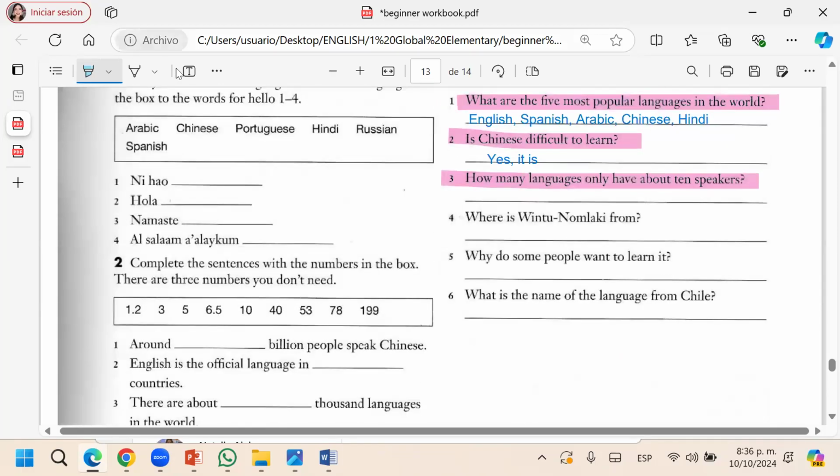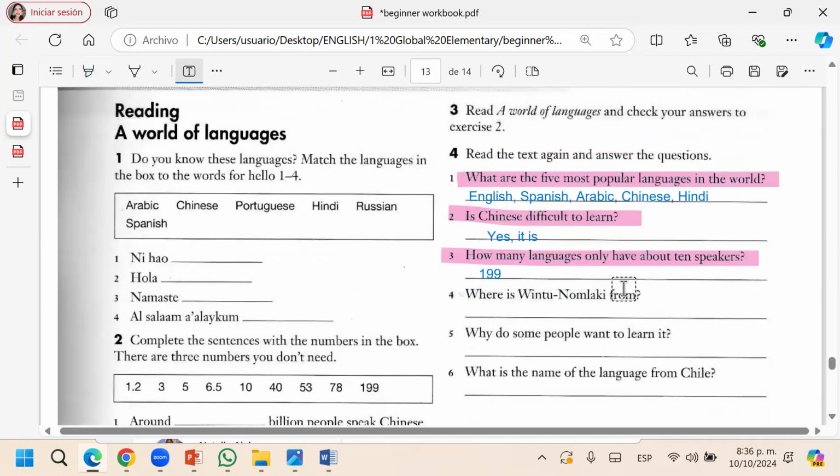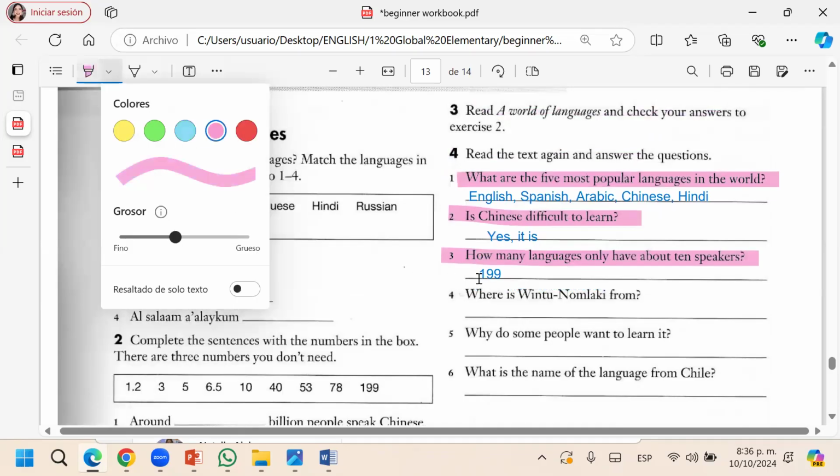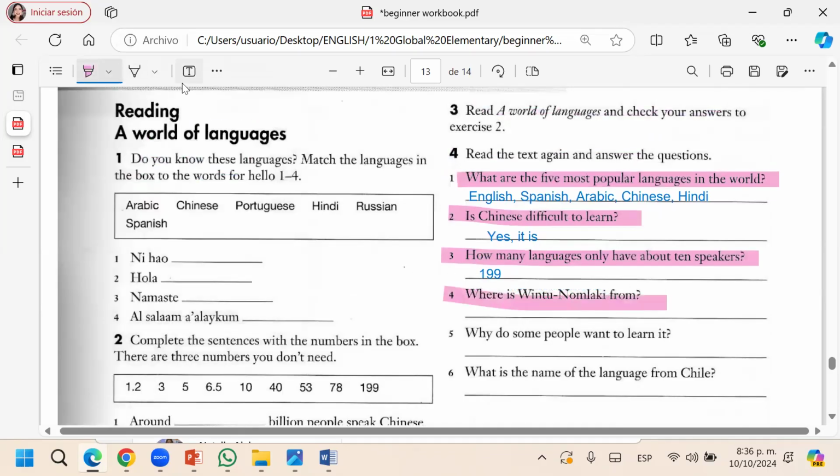So 199. Where is Wintunomlaki from? Where is it from? Do you remember? Northern California. California in the US. Yes. And why? ¿Por qué? Why are people learning it, studying it? What's the reason?